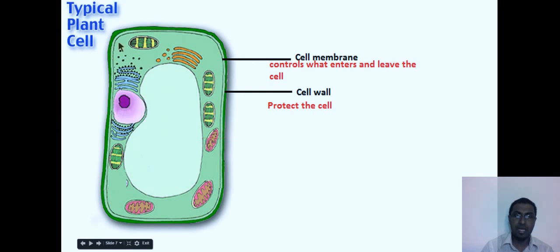Now, both cell, plant and animal, have the cell membrane. Now, the cell membrane can be thought of as what allows things to enter the cell and leave the cell. The plant cell contains the cell wall which protects or gives additional protection to the cell.